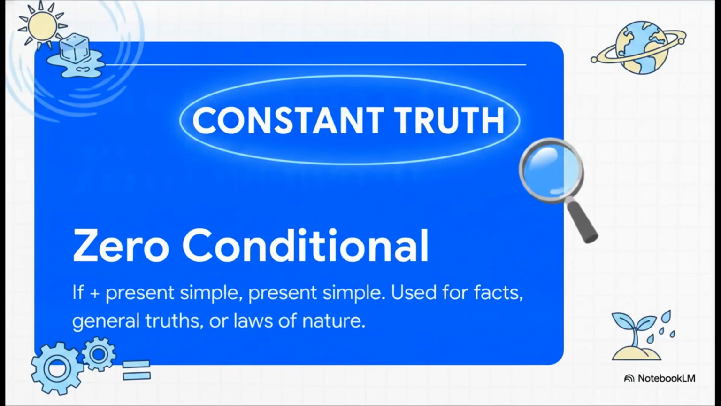Section 2. Real facts and futures, the zero and first conditionals. Our first stop on the spectrum is the zero conditional, and this deals with scenarios that are 100% real. The formula? It's if plus the present simple followed by another present simple. Think of scientific facts or laws of nature. If you heat ice, it melts. It's not a maybe, it's an absolute guarantee. So the crucial point is that it represents a universal rule that happens every single time. Actually, in these cases, you can just swap the word if with when, and the sentence still makes perfect sense because, well, it's a constant truth.